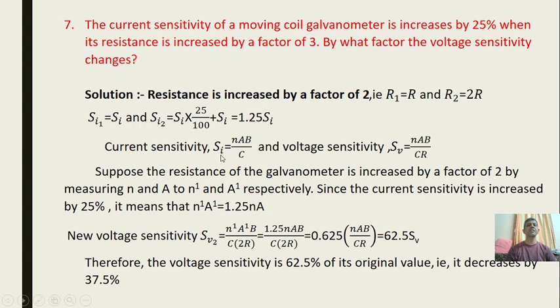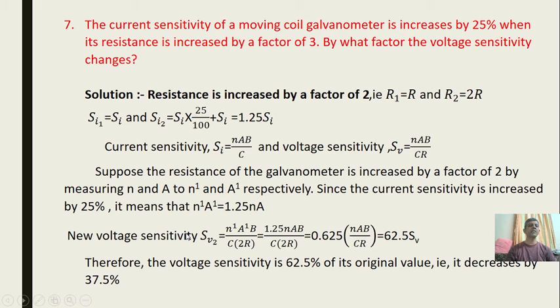Current sensitivity is given by SI is equal to NA by C. Again voltage sensitivity is given by SV is equal to NAB divided by CR. Suppose the resistance of the galvanometer is increased by a factor of 2 by changing N and A to N dash and A dash respectively. Since the current sensitivity is increased by 25%, it means that N dash A dash is equal to 1.25 NA.